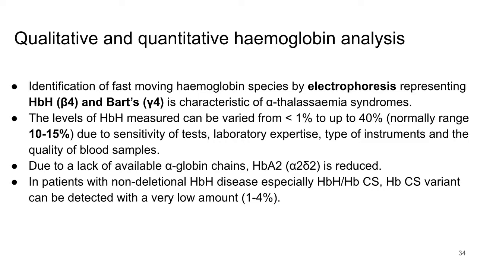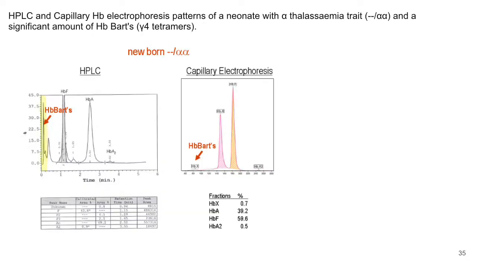Due to lack of available alpha globin chains, hemoglobin A2 is reduced. In patients with non-deletional hemoglobin H disease, especially hemoglobin H, hemoglobin CS variant can be detected with a very low amount. In this HPLC report of an alpha thalassemia patient, the hemoglobin Barts fraction is increased.